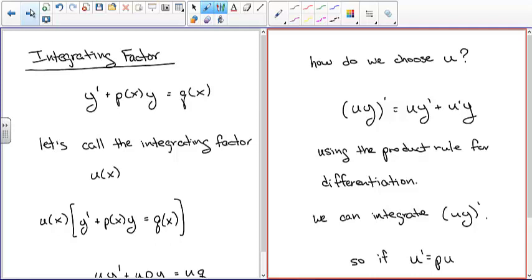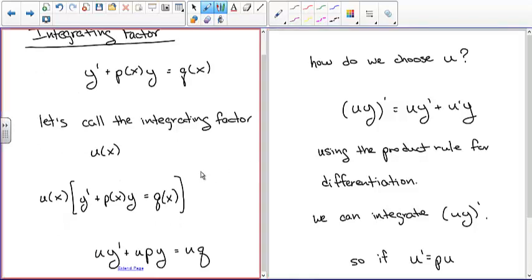Well, you can see what has to happen. Let's come down to here. Like I said, this part's okay. I've got a prime part and a y part. What has to happen is that this here has to be the derivative of that. So if this is f of x, then this has to be f prime of x. This is g prime of x, this is g of x. So the requirement is if u prime equals p times u, then you've chosen the correct u.